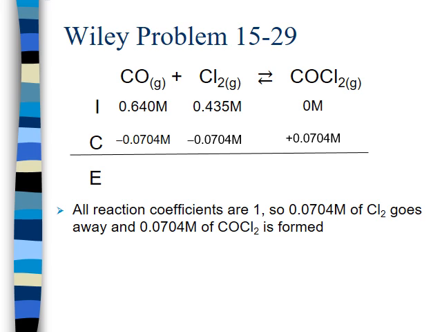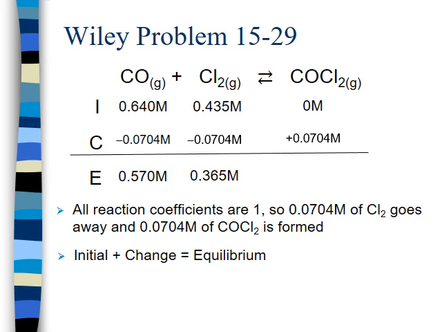Our equilibrium is our initial plus our change. So we just add all of our columns. That gets us 0.570 molar for carbon monoxide, 0.365 molar for chlorine, 0.0704 molar for our phosgene. There are our equilibrium amounts. The next part of the problem, we'll find our equilibrium constant.